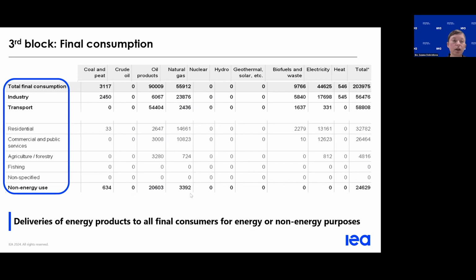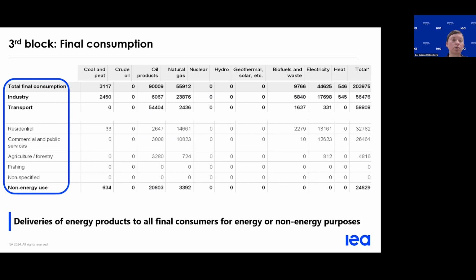Here we are showing industry and transport just at an aggregate level. When you are dealing with a detailed energy balance, then you can go into details of industrial sectors and show many different sectors and their individual consumption. Similarly, for transport, you can divide further into road, rail, etc. What's really important to note here is the very last row, which is non-energy use.